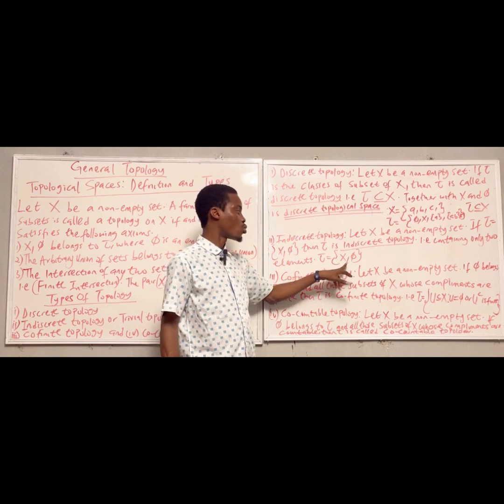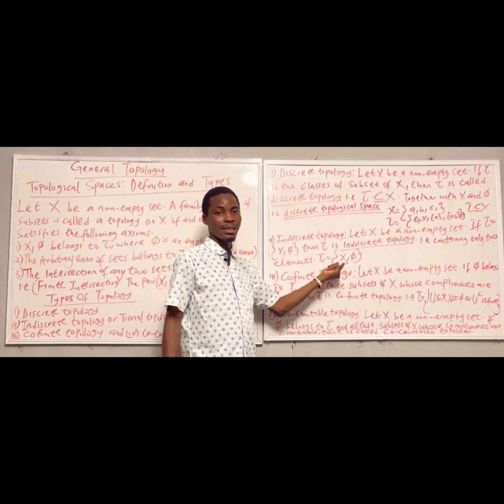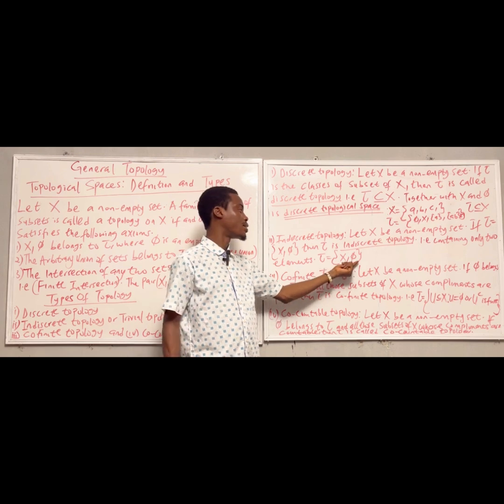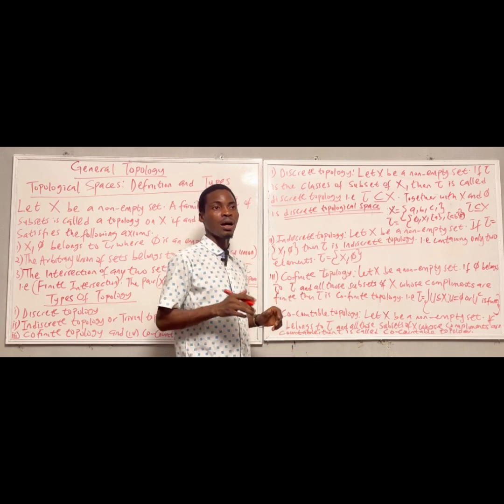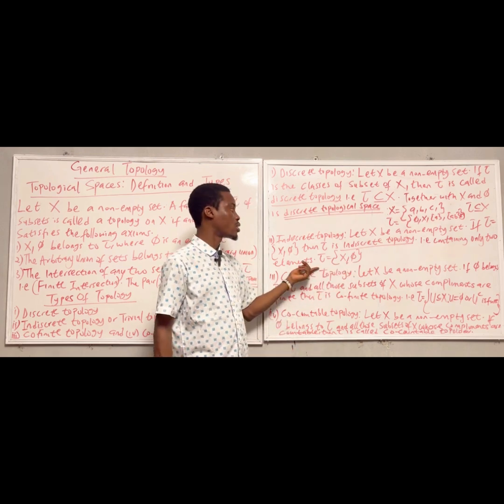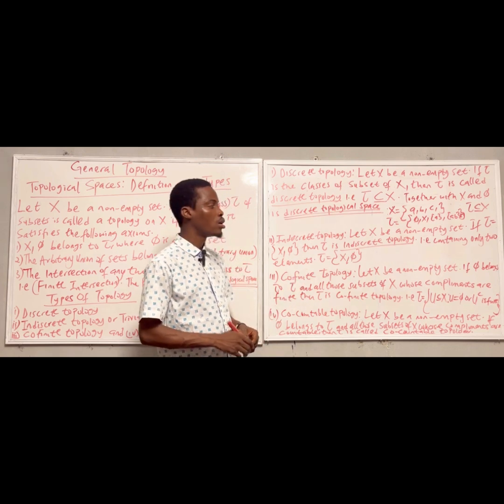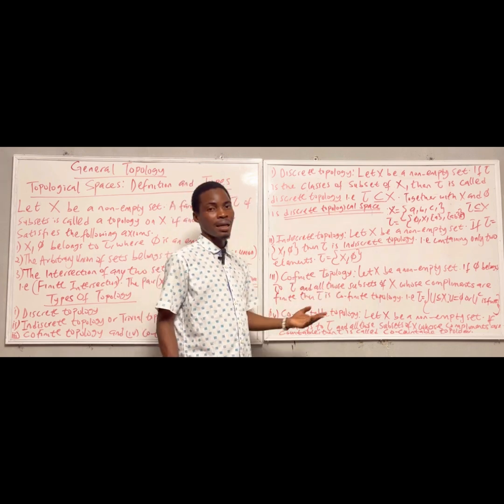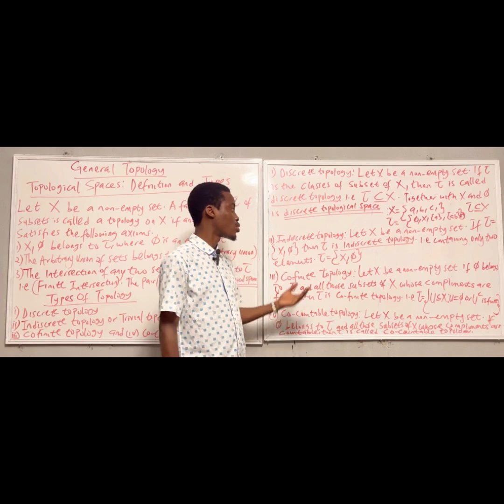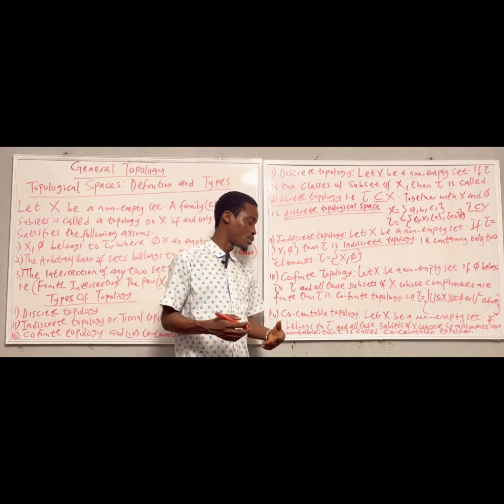That is, Top is equal to the empty set and the given set, that is our X and the empty set. So whenever we have a Top having only X and the empty set, we call it an indiscrete topology or trivial topology. Together with X, you can say it's an indiscrete topological space.